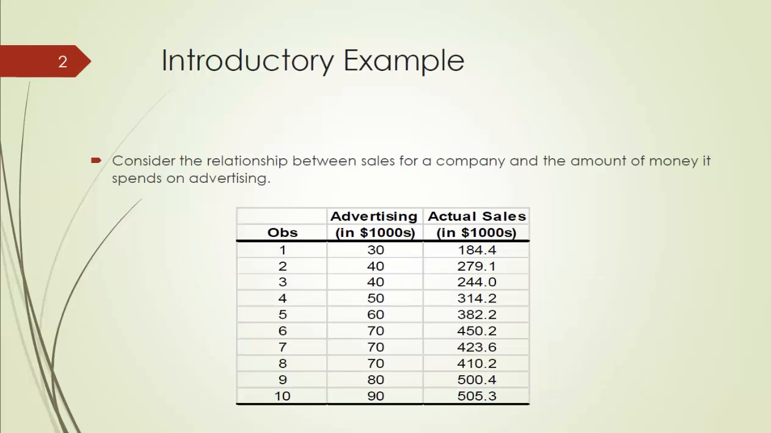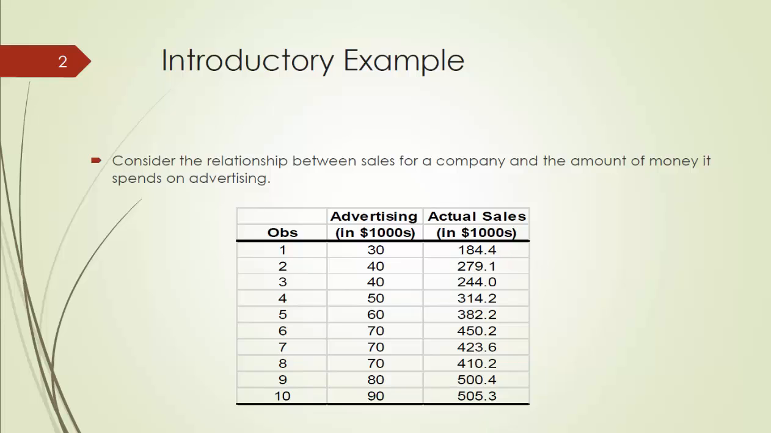To introduce linear regression analysis, let's take a look at an introductory example first. Consider the relationship between sales for a company and the amount of money it spends on advertising. It is generally expected that sales depend, at least to some degree, on the amount of money the company spends on advertising. Of course, many other factors may also affect the sales, such as the competition the company faces, the product quality, after-sales services, etc. But we're still interested in understanding the relationship between sales and advertising, and how advertising investment would affect sales.